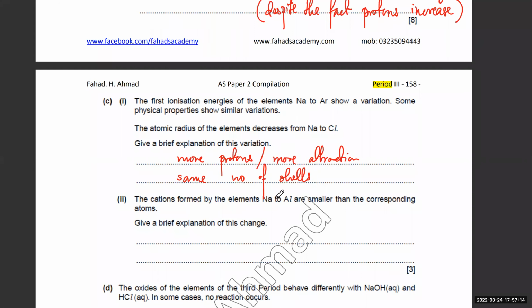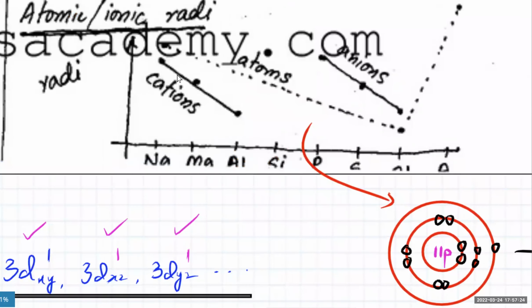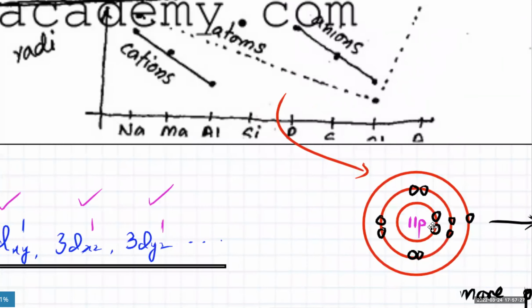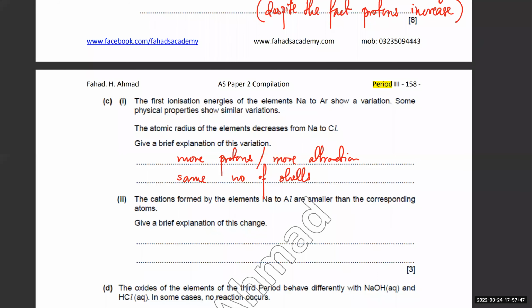The cations formed by the elements are smaller than the corresponding atoms. Give a brief explanation for this change. So what happens to the cations? When cations are formed, the outer shell is lost. For example, if this is sodium, and sodium were to form an ion, it would lose its electron. So why is the size going to be lesser? Because the outer electron would be lost. So when it's lost, the size decreases. So that's the simple explanation for that. Outer shell or valence shell is lost.